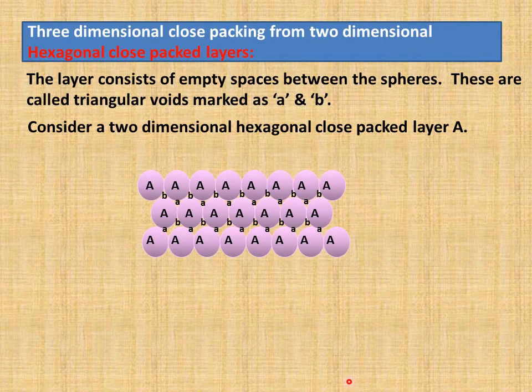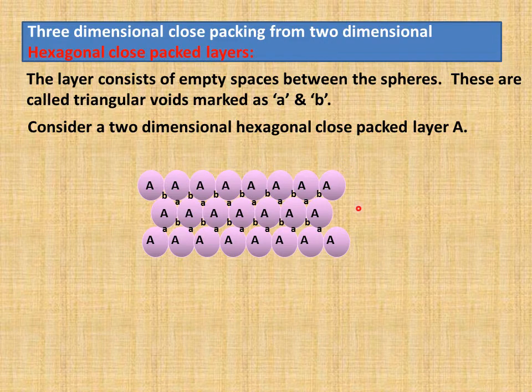The tricky part arises when a similar kind of layer is arranged over it. A similar kind of second layer is placed above it. By placing the second layer, students, we obtain another two types of voids that can be called a tetrahedral void and an octahedral void. Let us understand.